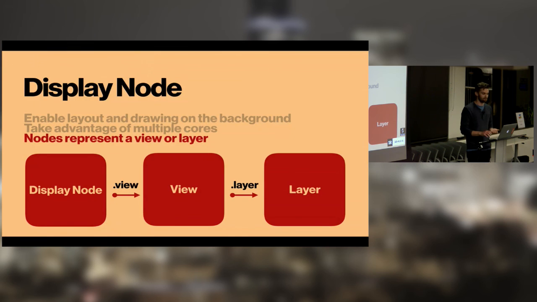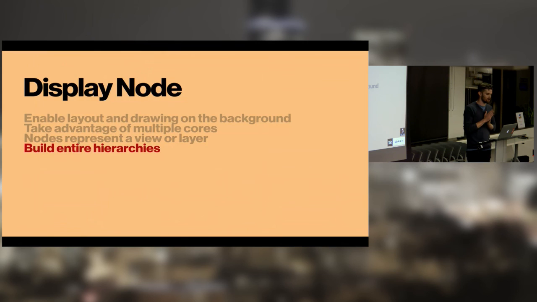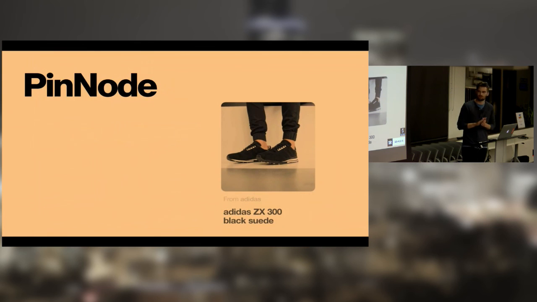And just like you're used to with a view hierarchy, you create a display node hierarchy that describes your UI. The simplicity of UIKit is retained, but now you have the confidence that your UI's layout and display passes are optimized asynchronously. So the best way for me to describe how to make a node is just to walk you through building one. So let's make this pin node here.